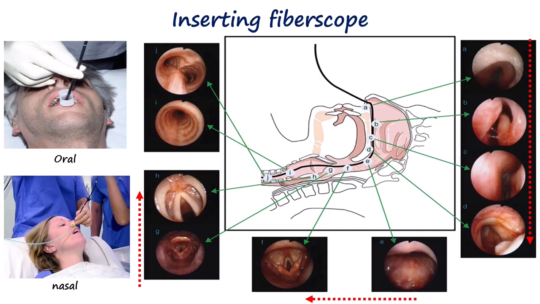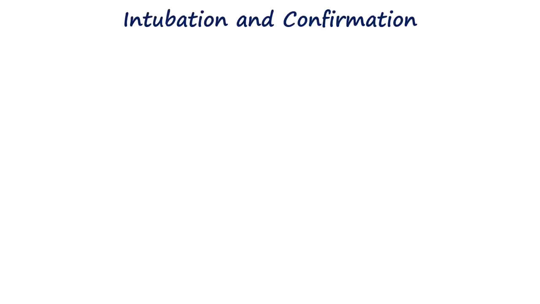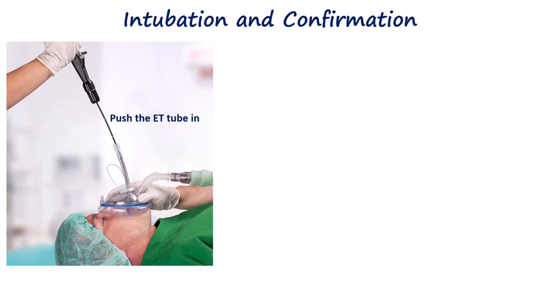Once the vocal cords are clearly visible and open, we have to advance the scope through them into the trachea, making sure to visualize the tracheal rings and carina to confirm correct placement. Next, we have to railroad the lubricated endotracheal tube gently over the fibroscope and advance it into the trachea.